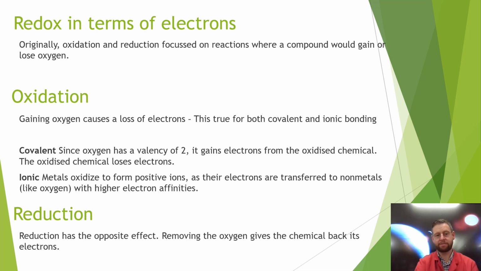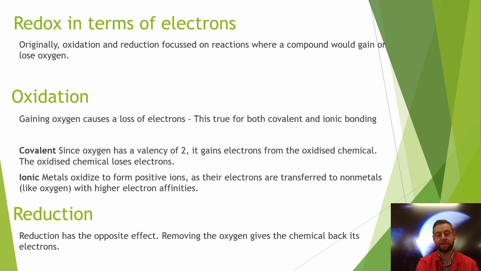Originally, redox referred to oxidation and reduction, talking about whether or not a compound would gain or lose oxygen. But then we think about oxygenation. What would happen if something was oxidized? Well, basically it would cause a loss of electrons. You think about if an oxygen came to you, then its 2 empty valence positions would take your 2 electrons, and so you would lose electrons if you bonded with oxygen. It means oxidation is loss of electrons. And that's true whether it's a covalent bond or an ionic bond.